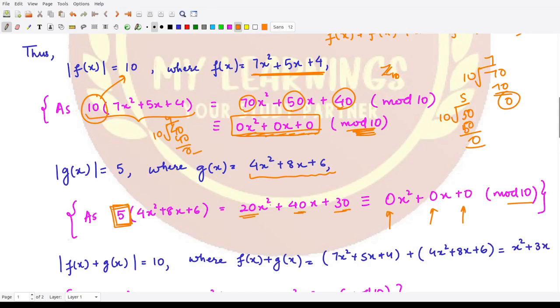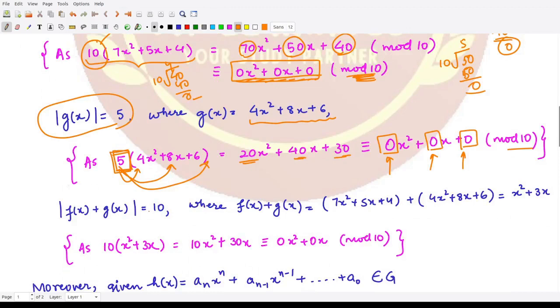In this case, we have 5 into 4, which is 20, 5 into 8, which is 40, and 5 into 6, which is 30. When you divide 20 by 10, 40 by 10 and 30 by 10, in each case you obtain 0 as your remainder. So you obtain the 0 polynomial, hence 5 is the order of gx. In a similar manner, the order of fx plus gx is 10. Why?